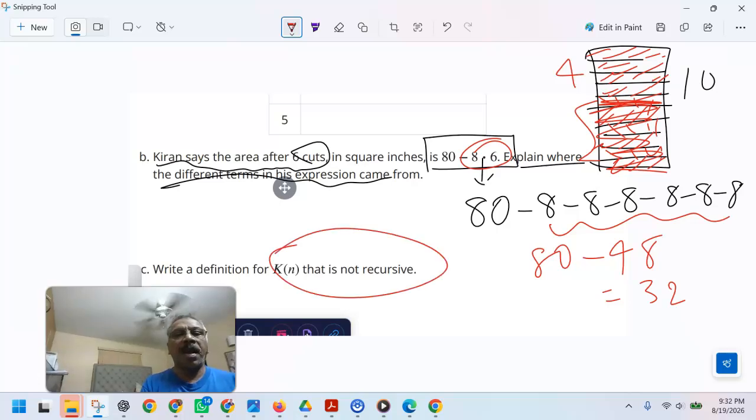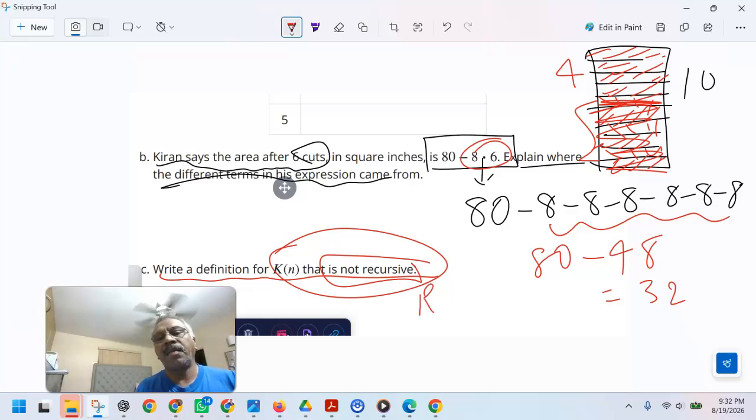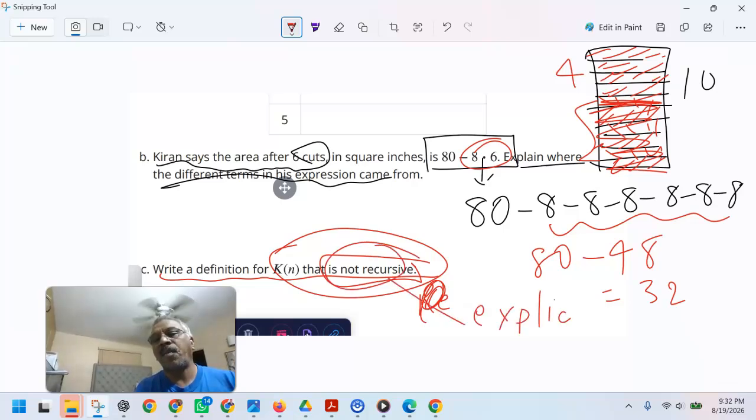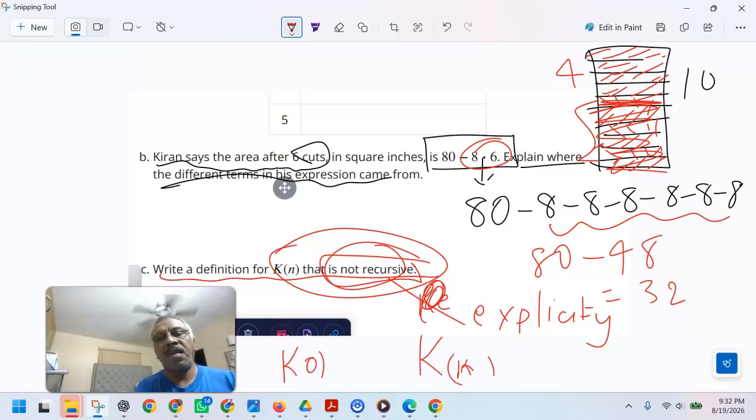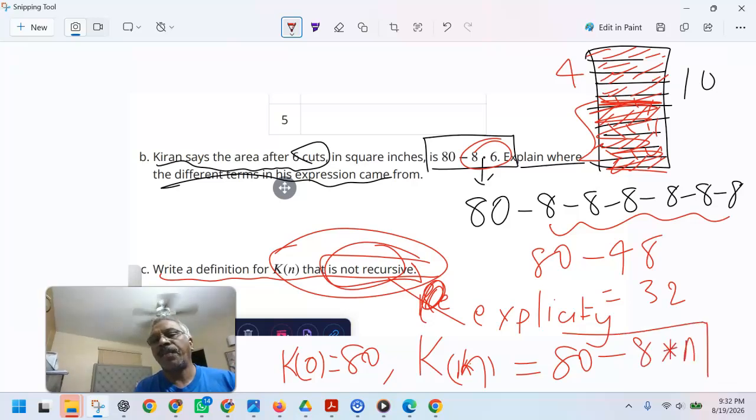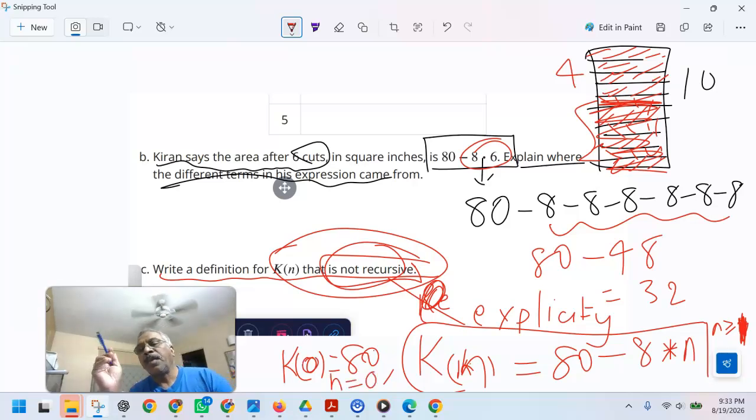This already I wrote. Right. Oh, they're asking you to write not recursive. So we can write here recursive. Not recursive basically means explicit, the one that I already wrote. That is, K_n is 80 in the beginning, and after that at any time K_n is 80 minus 8 times n, and that's for n greater than or equal to 1. That's because you already took care of n equals 0. So hope that helps. And then let's see if there is another question there.